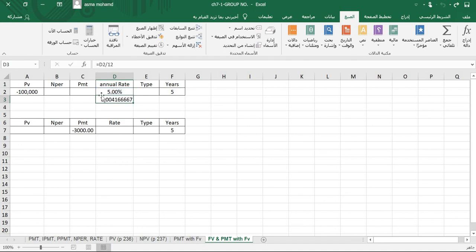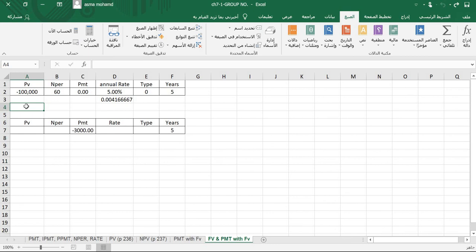Also, the number of periods, we cannot use years, we need to convert it to months, which is multiply it by 12. Usually the type is 0, and the PMT, I don't want to pay anything monthly. I want just to invest 100,000 and see in the future how much we will get.